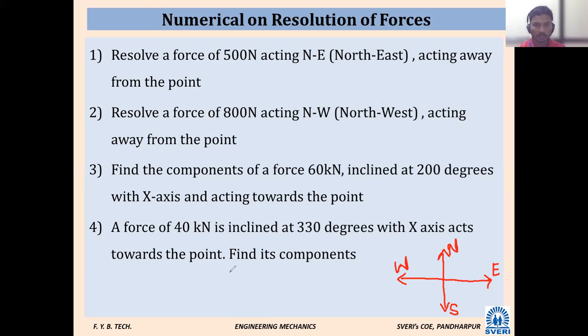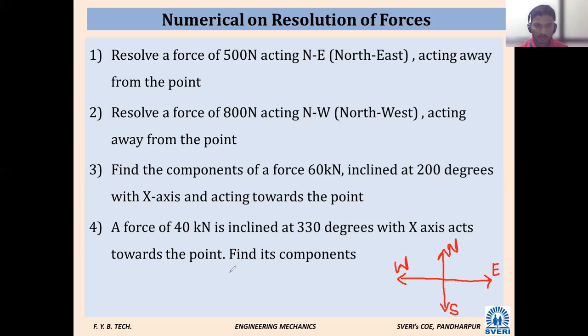Lotke. Roll number 26. Arya. Yes, sir. Will you read loudly? Yes. Problem number 1. Resolve a force of 500 Newton acting northeast, acting away from the point. Very good.